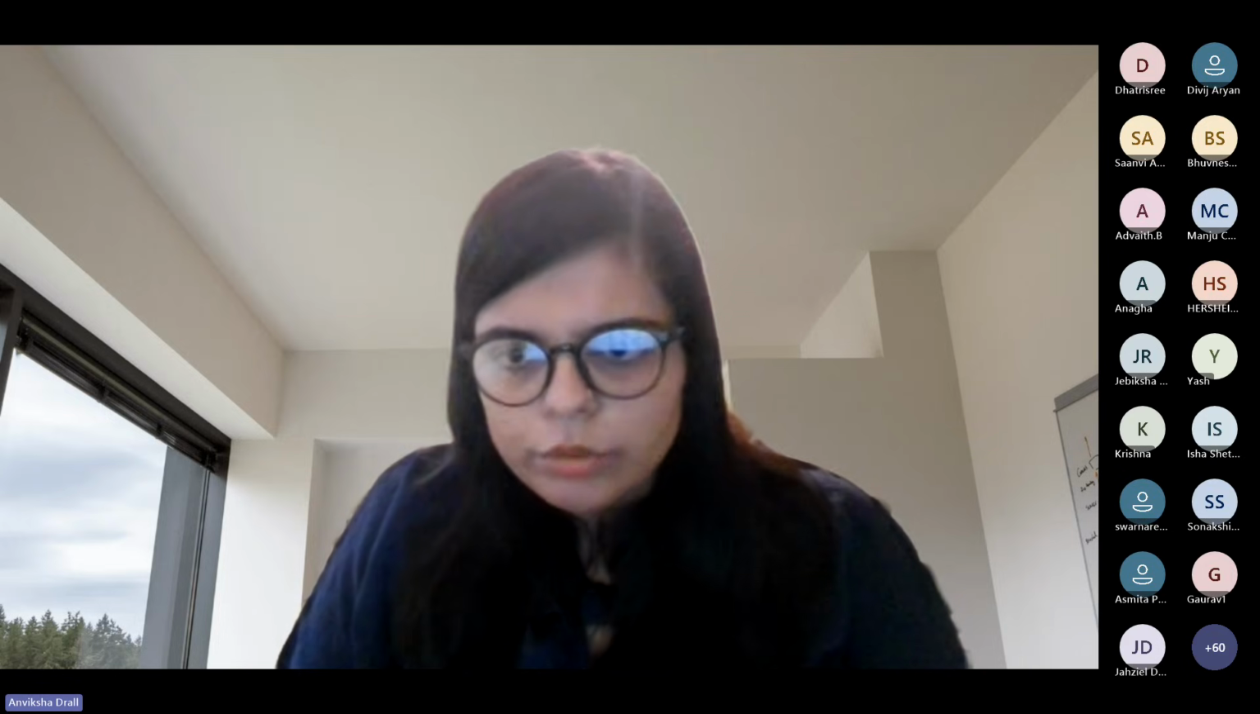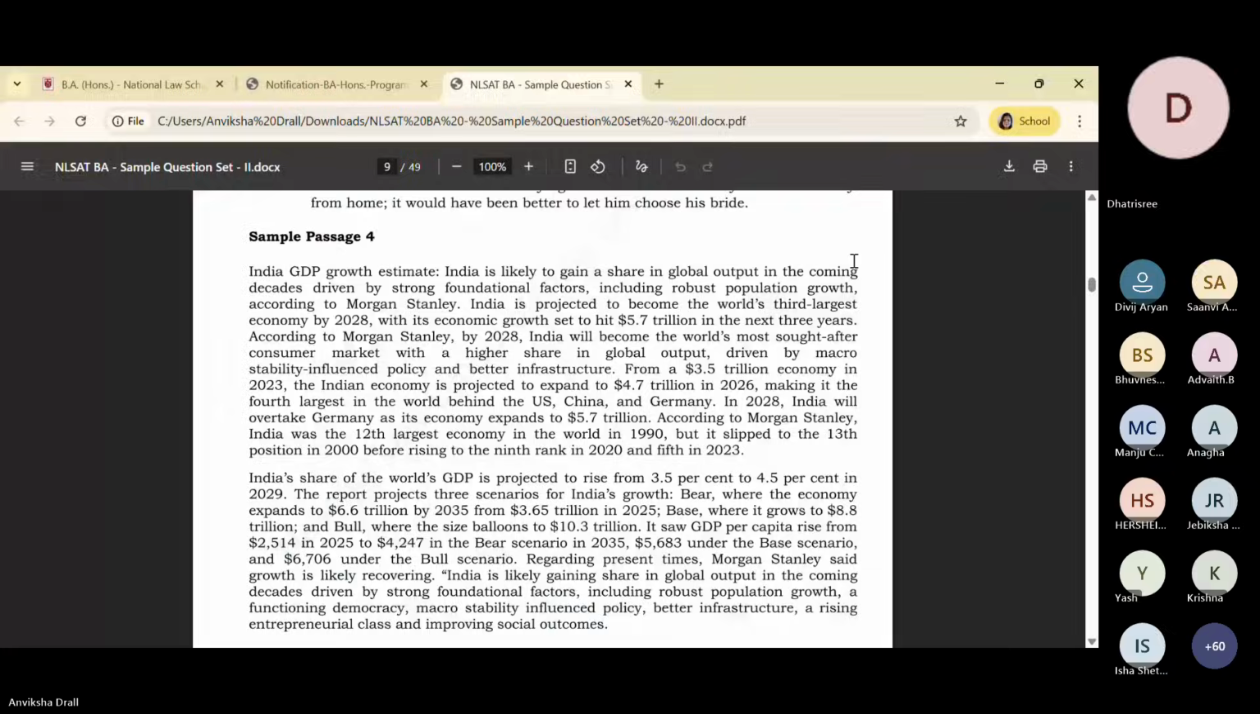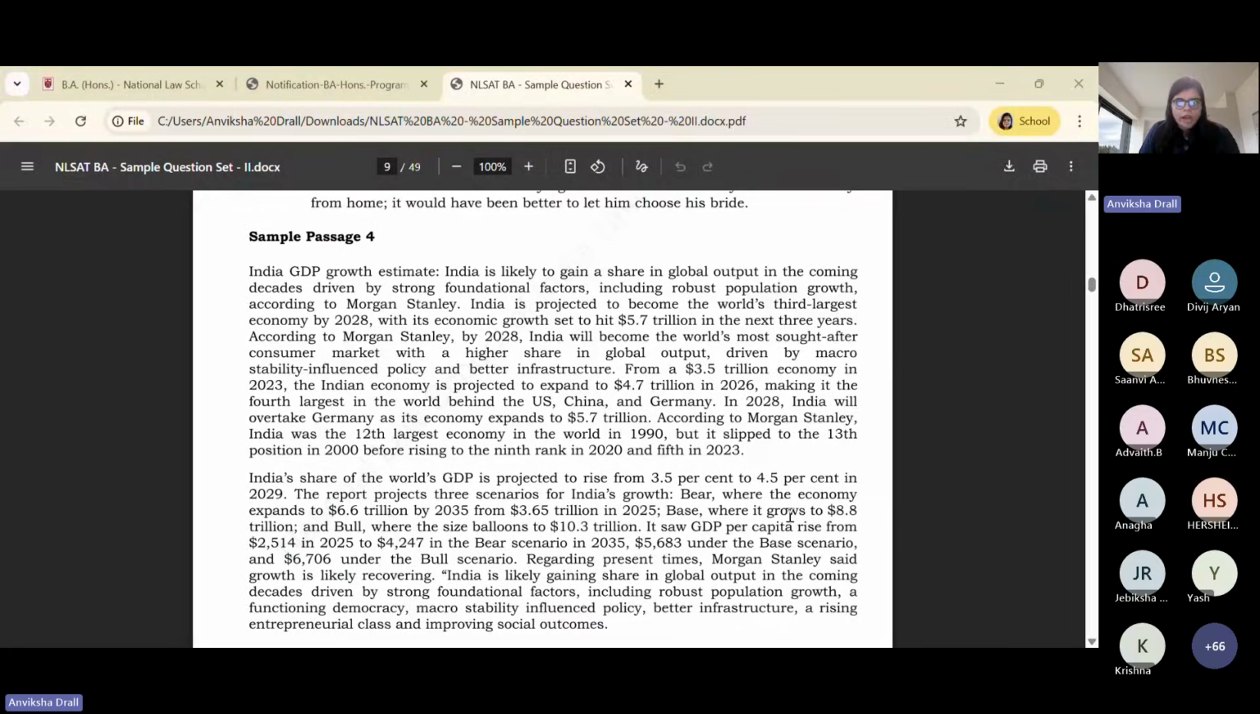So I'll be sharing my screen here, and we'll again have another passage from the sample paper 2. Can somebody confirm if the screen is visible? Yes, it's visible. Yeah, sure. So I'll be taking sample passage 4. So this is part of, again, the same sample paper, which is the sample paper 2.